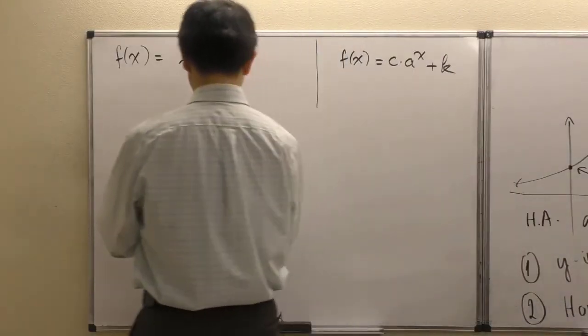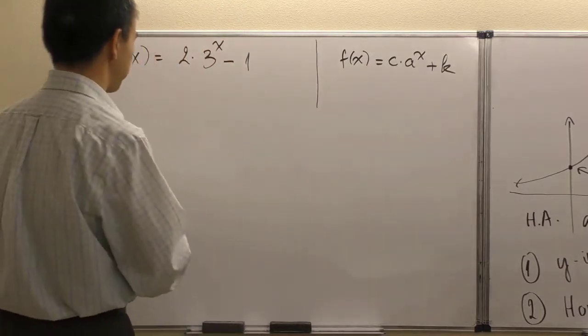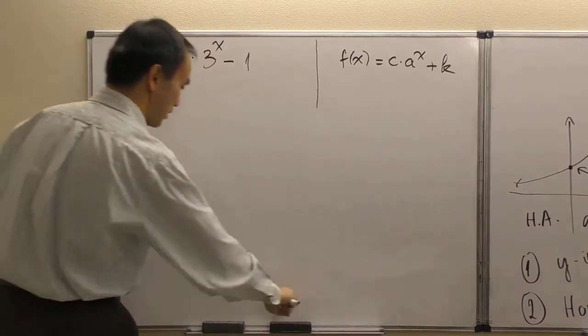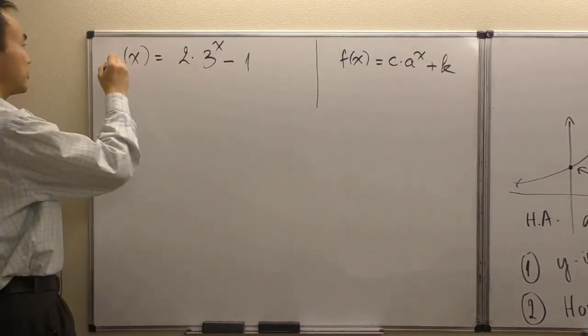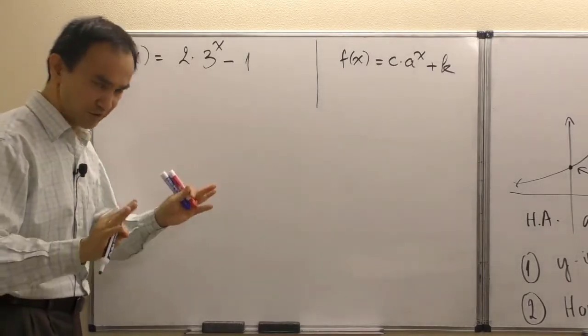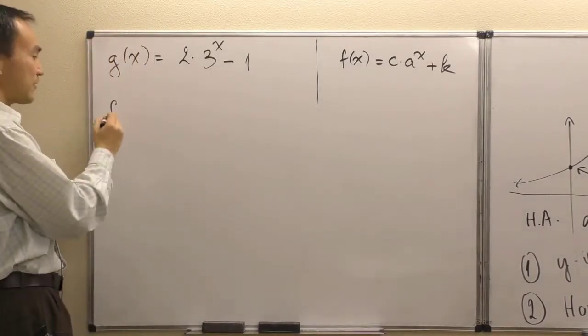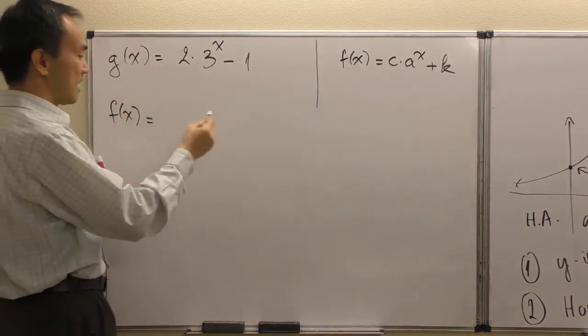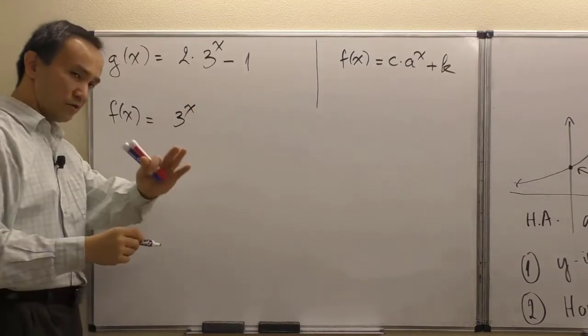So on my board, as far as the parent function, let's call this g of x, okay? And I sincerely apologize for keep switching, but so f of x here, let's regard that as our parent function, 3 to the x in this case. And we saw the graph there, okay?